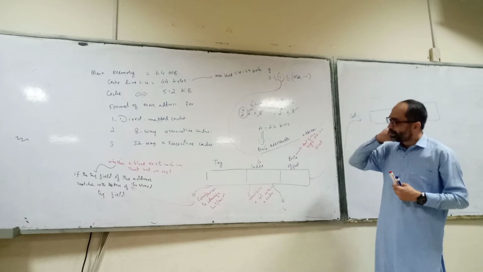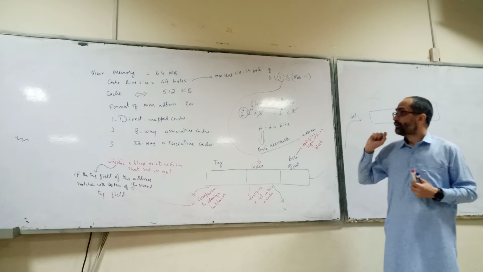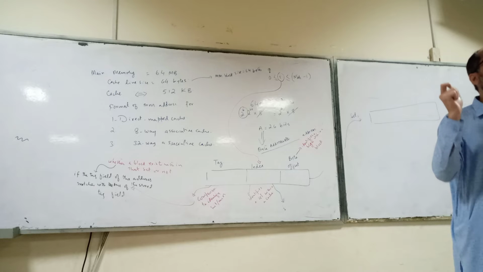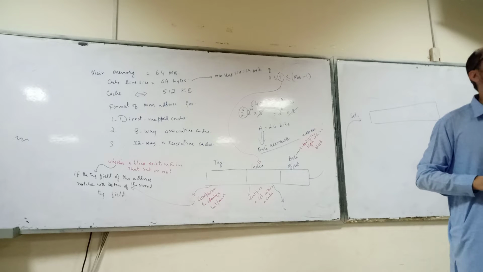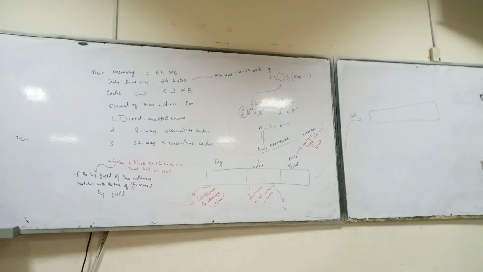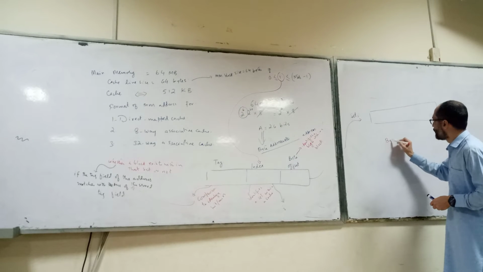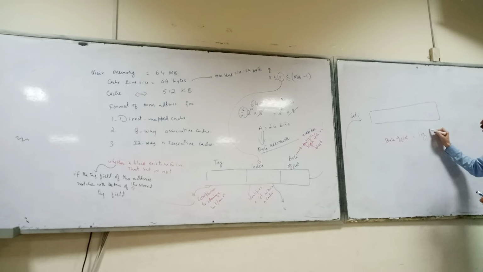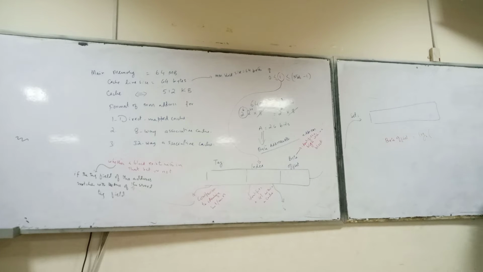Now in this particular example, how many bits will be required to identify a byte within the block? 6. Why 6? 64 bytes. So the byte offset field is equal to log 2 of what? The cache line size or memory block size, the number of bytes within a block or cache line.